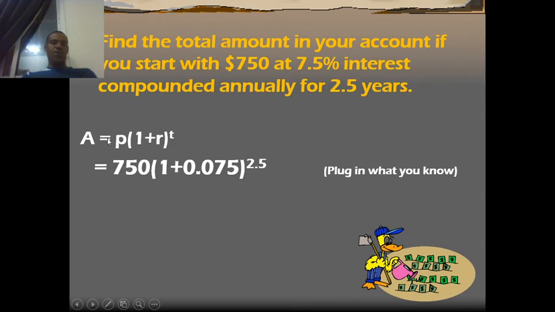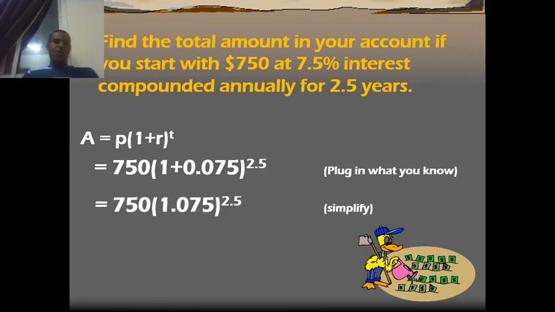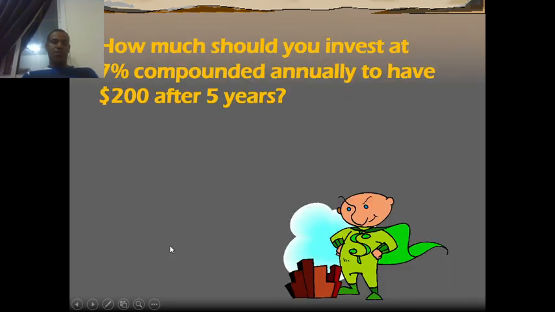Here it will be the principal, or the amount that you start with, 750, 1 plus 0.075 to the power 2.5. Just plug in what you know, and the answer should be 750 multiplied by 1.075 to the power 2.5. Just simplify, use calculator. The answer is $898.63, of course.